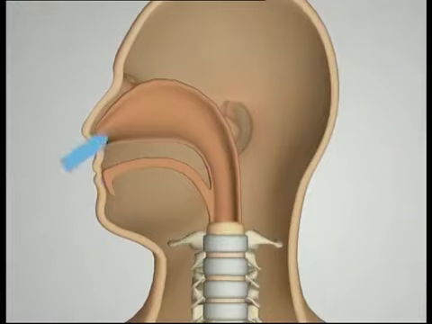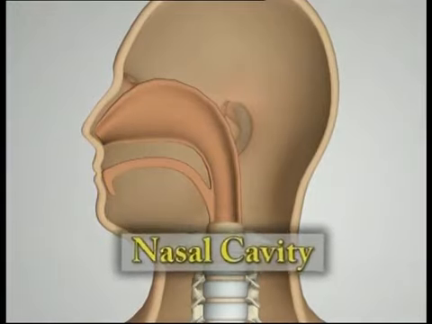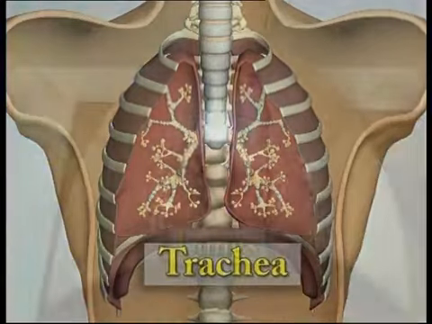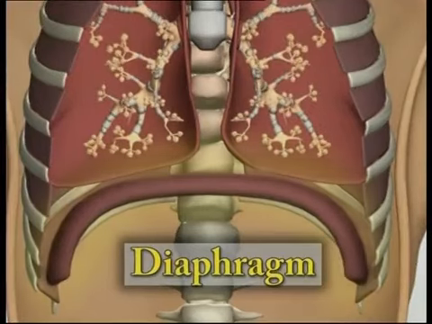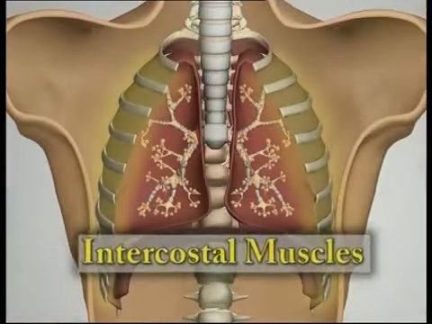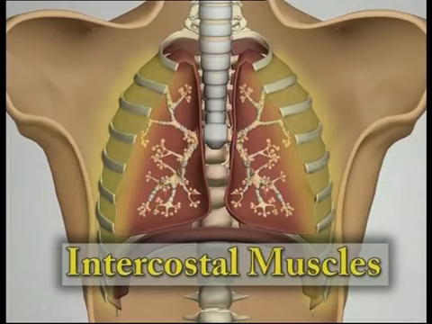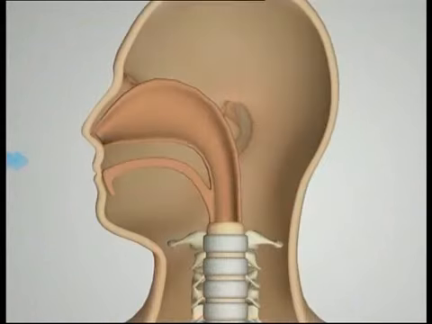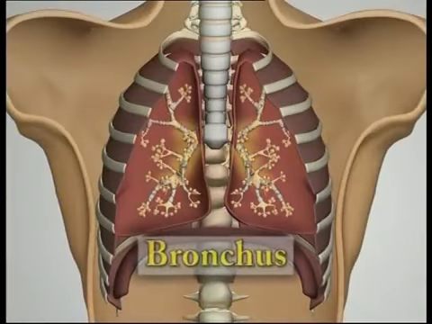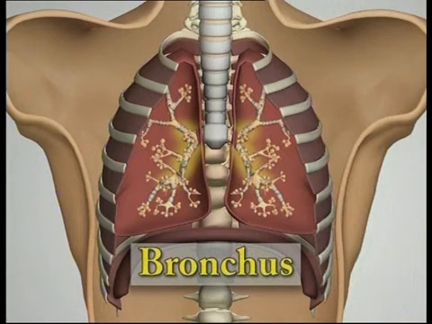The human respiratory system consists of the nasal cavity, trachea, lungs, ribs, diaphragm, and the intercostal muscles. Air is breathed in through the nose, and air is warmed, moistened, and filtered. It then passes through the trachea, which is a tube supported by rings of cartilage, which then branches into two separate bronchus, left and right, which enters the lungs.